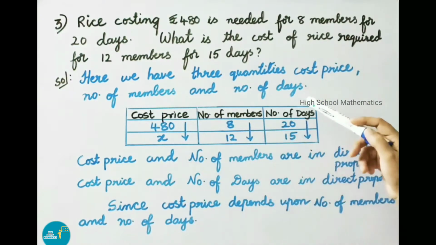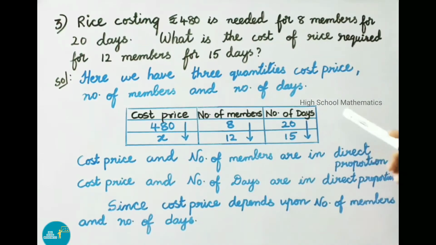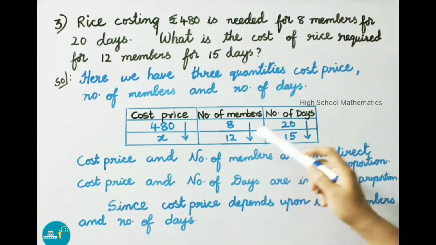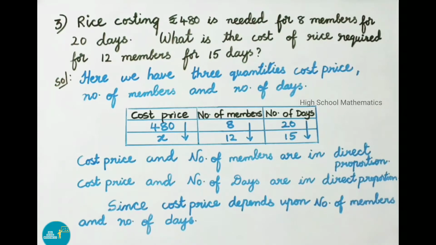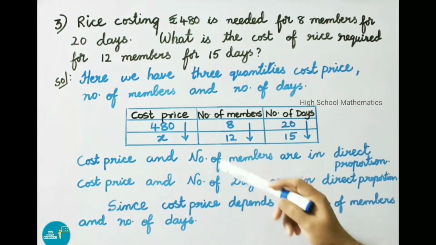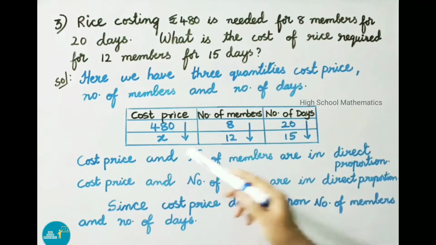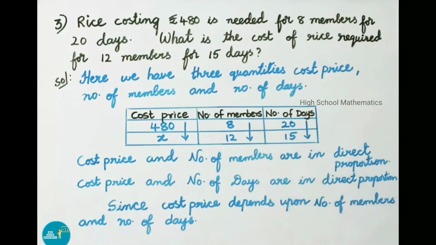Here we have 3 quantities: cost price, number of members and number of days. We have written all the 3 quantities in this tabular form. Cost price of 480 rupees rice is required for 8 members for 20 days. Now we have to find the cost of rice that is required for 12 members for 15 days. Here we don't know the cost price, so we have taken that value as x. Whenever we have an unknown quantity, we shall take the downward arrow.